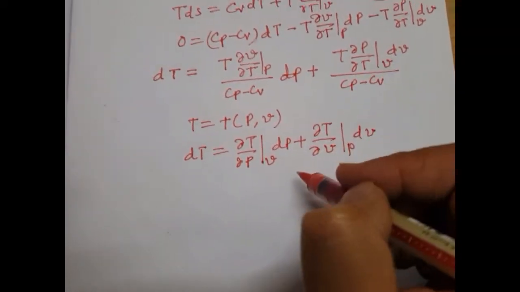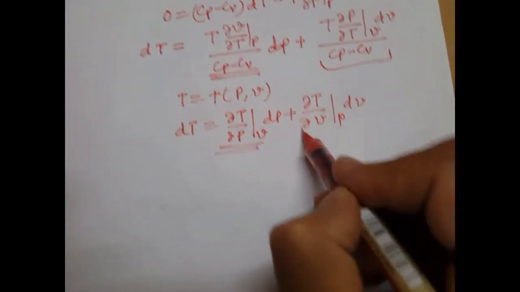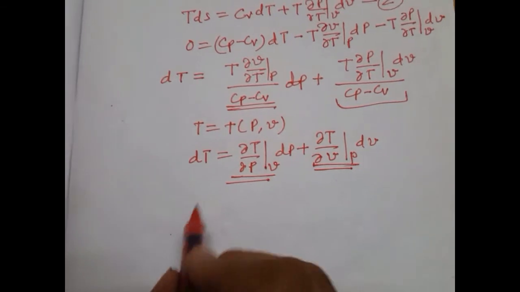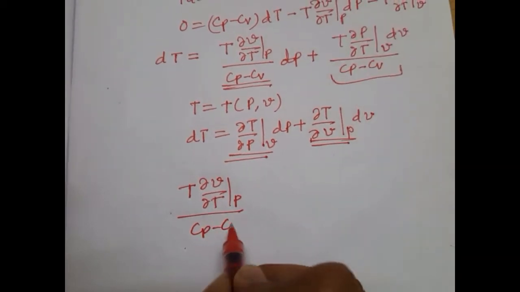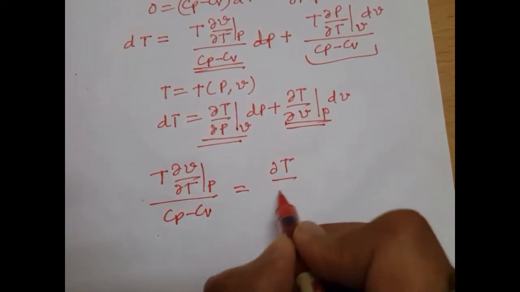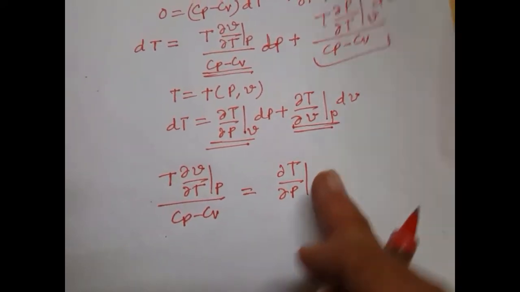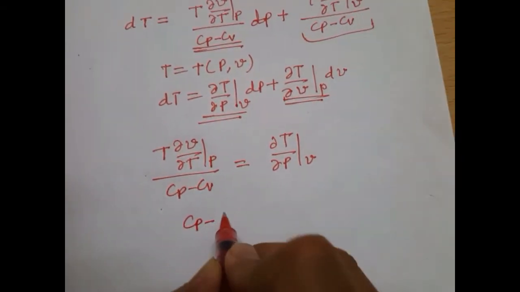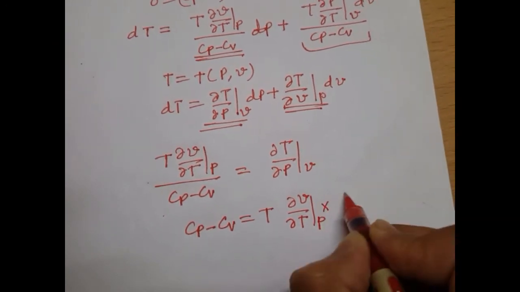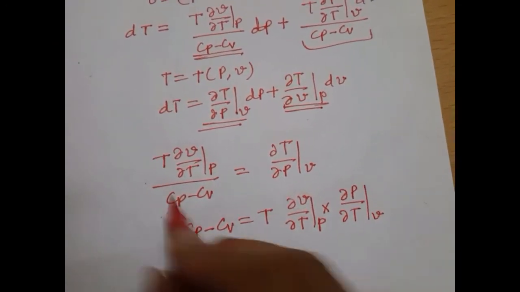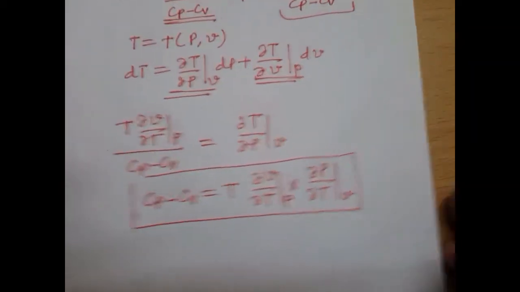On comparing these two, I can say that this term and this term are equal. Likewise, this term and this term are equal. So T del V by del T at constant pressure divided by Cp minus Cv will be equal to del T by del P at constant volume. Bringing this term here and this term here, we will get Cp minus Cv is equal to T del V by del T at constant pressure multiplied by del P by del T at constant volume. This is my first Cp minus Cv relation, and a very important one indeed.